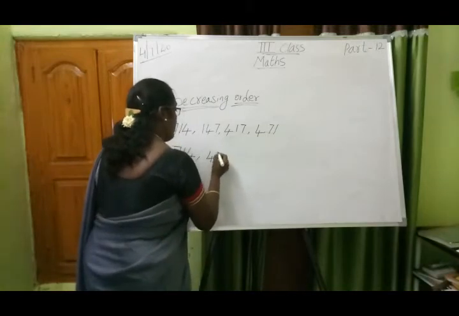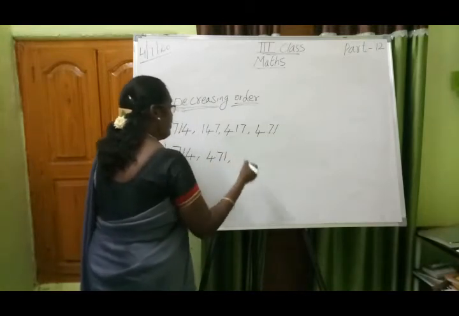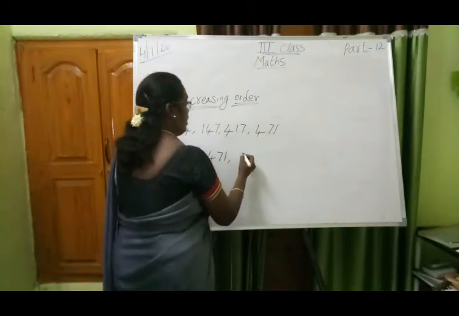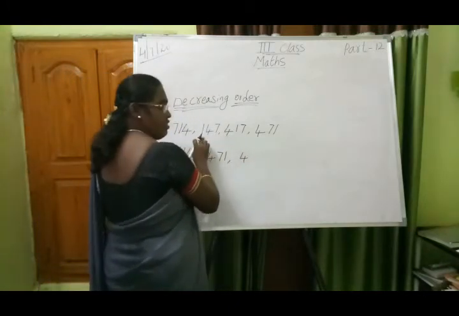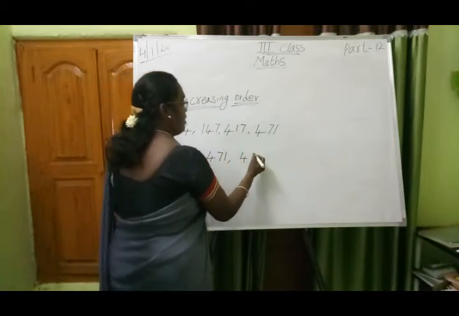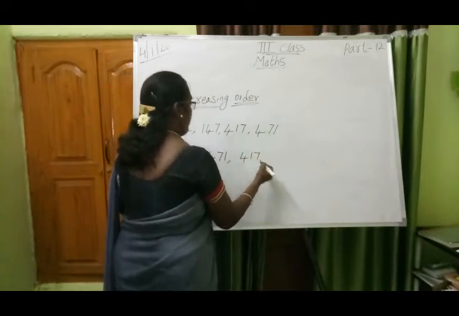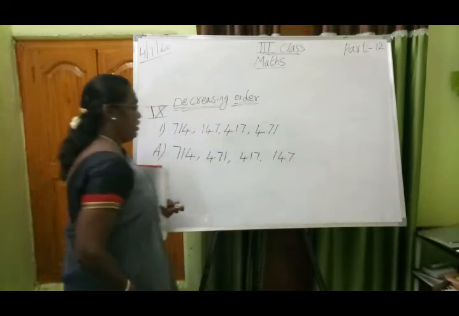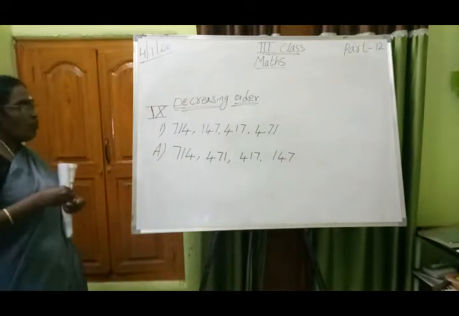So what is the number here? 471. Okay, children. After 400, 70. This 100 is the least only, no? So we can write this one: 417. After that, 147. Yes, children, you understand now? See here.